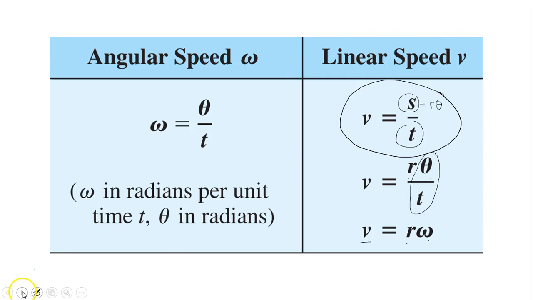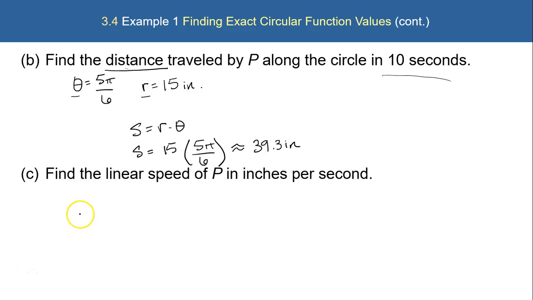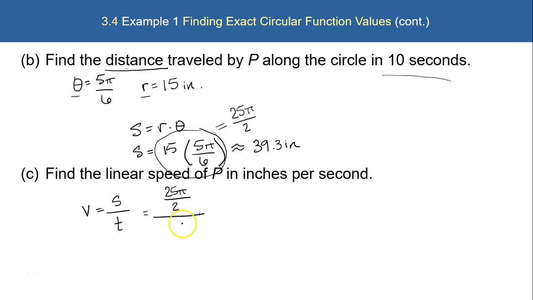So let's go forward to this problem that we have here. So finding the linear speed in inches per second. So velocity or linear speed is equal to our distance s, arc length, over time. And I'm going to plug in the exact form right here so we can get a closer approximation to our answer. This reduces to 25 pi over 2. That's what I'm going to use for our arc length, is 25 pi over 2. And then t is still 10 seconds.